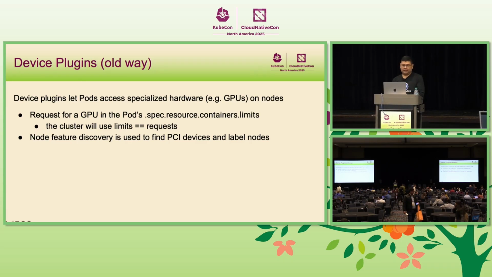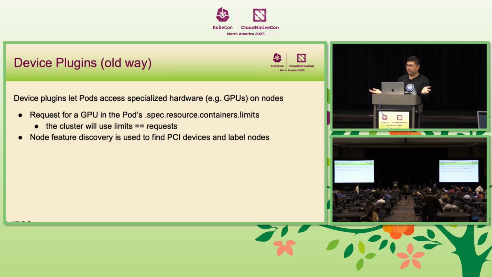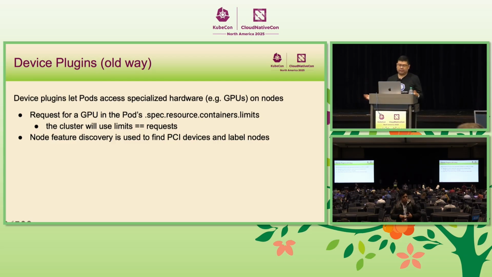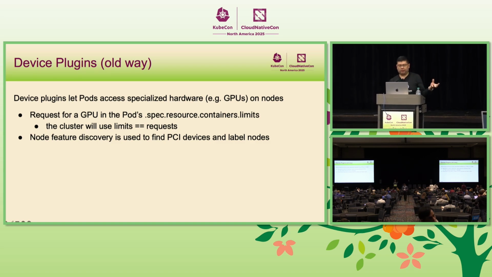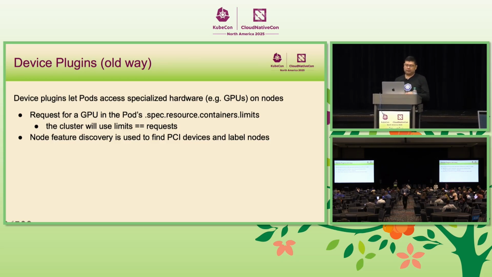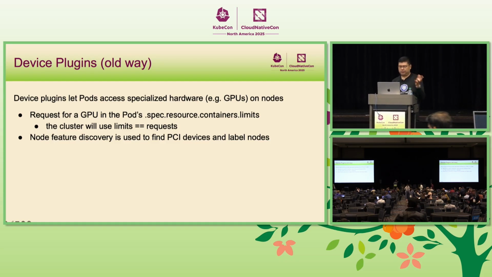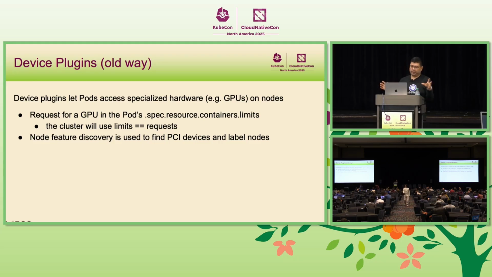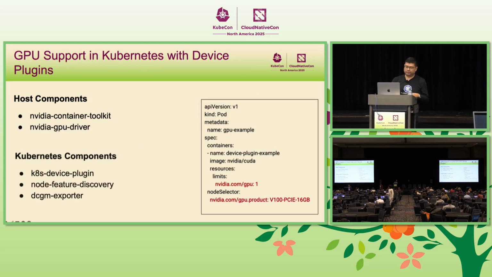So the old way is device plugins. So we use device plugins before 1.34, unless you're using the beta APIs for DRA. So you use device plugins to have your pods access hardware like GPUs. And you request GPUs in a pod spec similar to where you would request CPU and memory limits. So that's in your containers resources for your limits, and limits equals requests. We typically use node feature discovery as well to find PCI. It typically does the lspci and then labels your nodes appropriately.